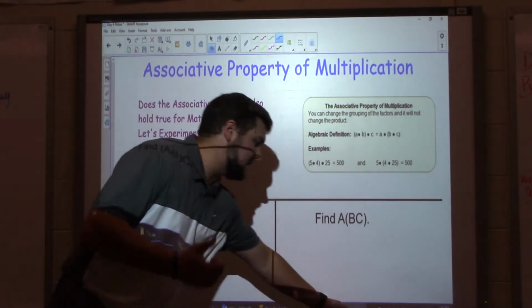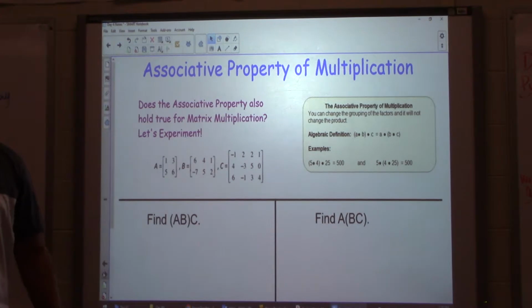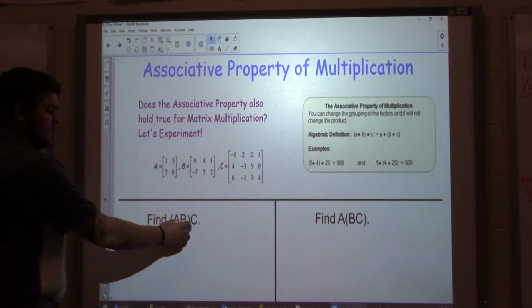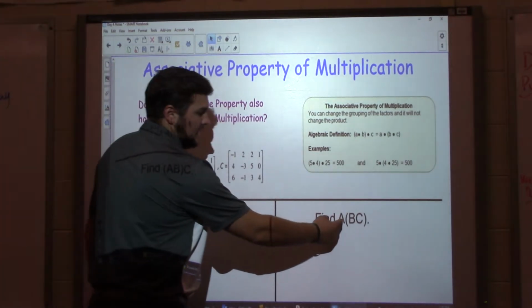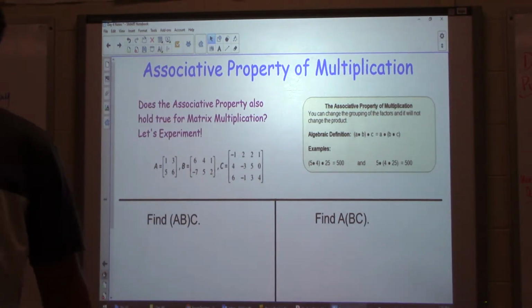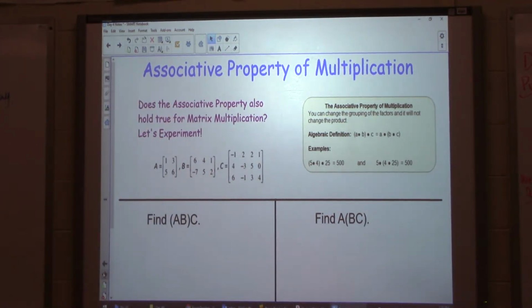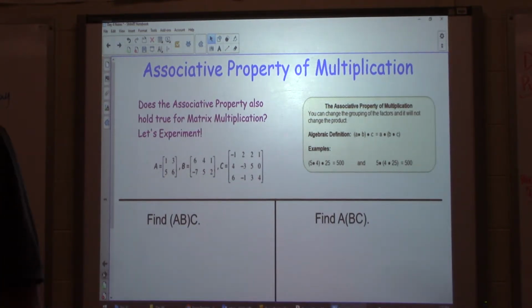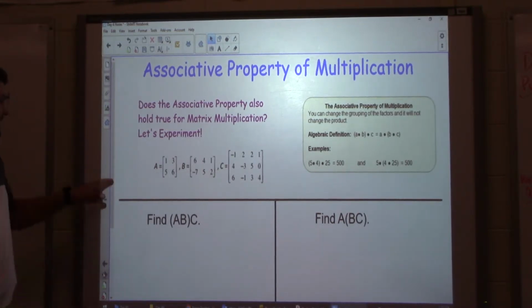Associative property of multiplication. Same sort of thing we just did in the last problem, but now we're multiplying them. A times B times C, A times B times C. All right, how many people think it will work? How many people don't think it'll work? I didn't vote. There's no third option, Cole.